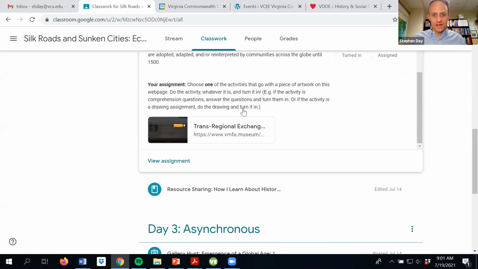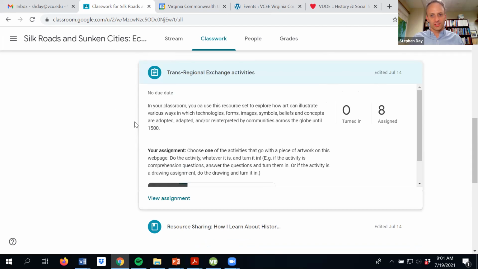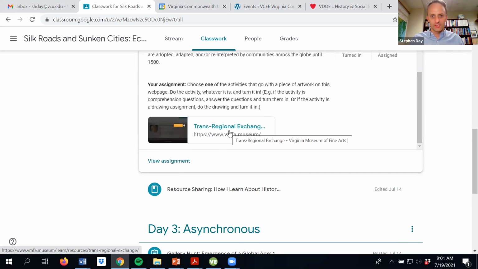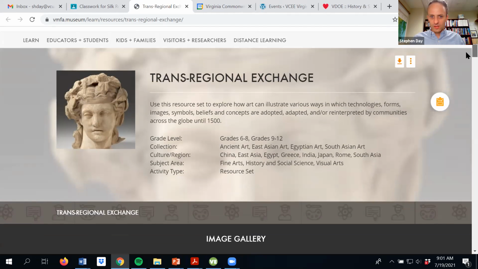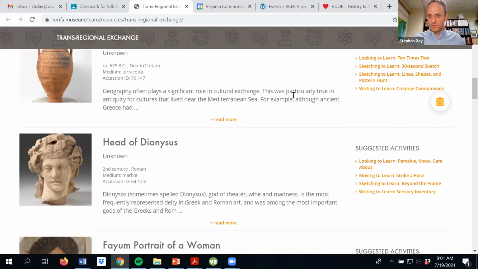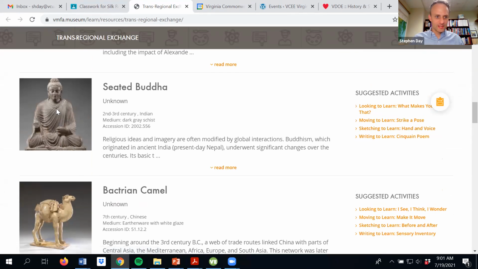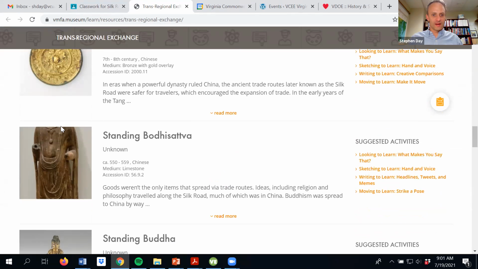This is a VMFA activity. I give you a scavenger hunt. You'll notice that each one, if you click the drop down, says your assignment. There's an introduction at the top, and then what you have to do. Choose one activity from this website. And by the way, this is what I mean by one activity. Suggested activities. You can pick any one of these things and do the activity. And each one of these suggested activities is based on this work of art that they have there on the left, an ancient work of art.